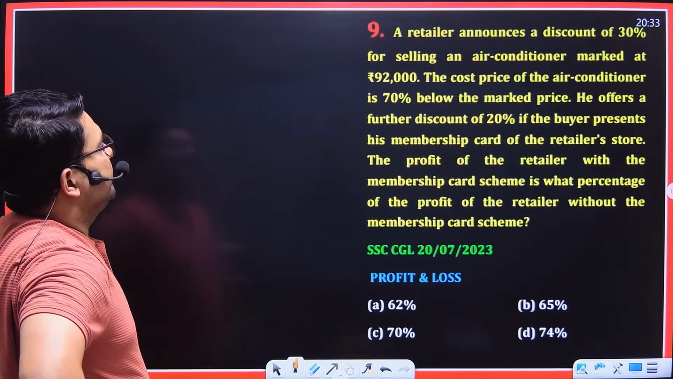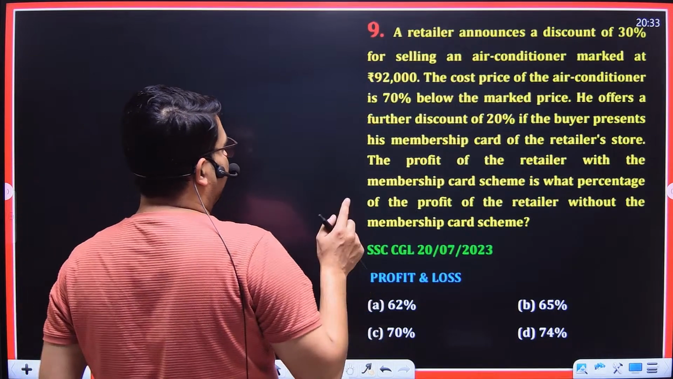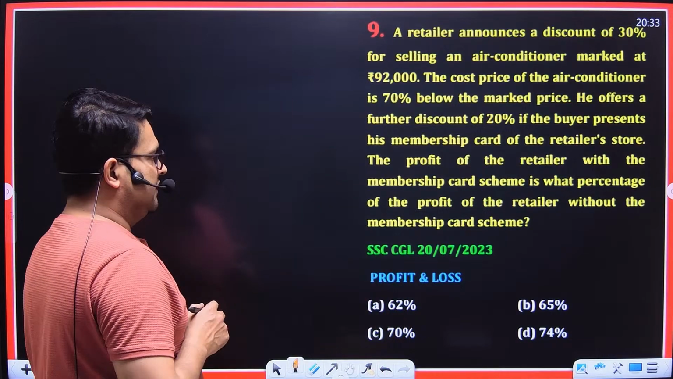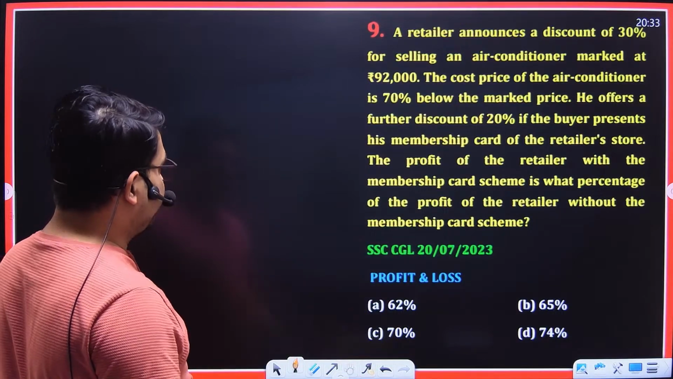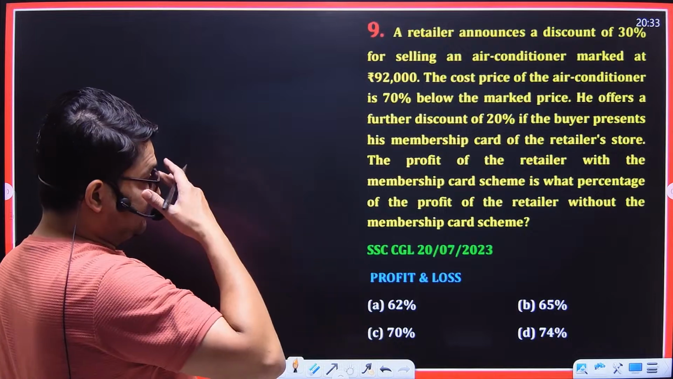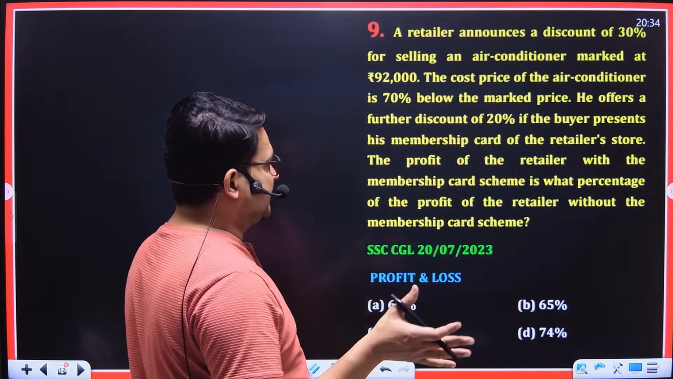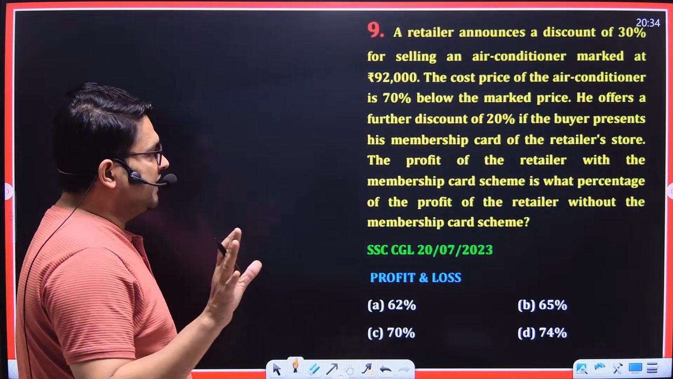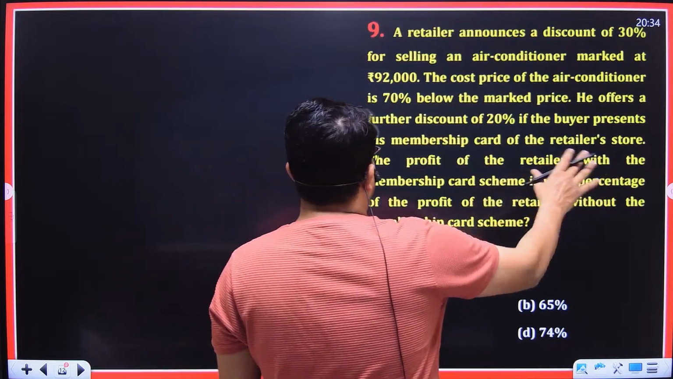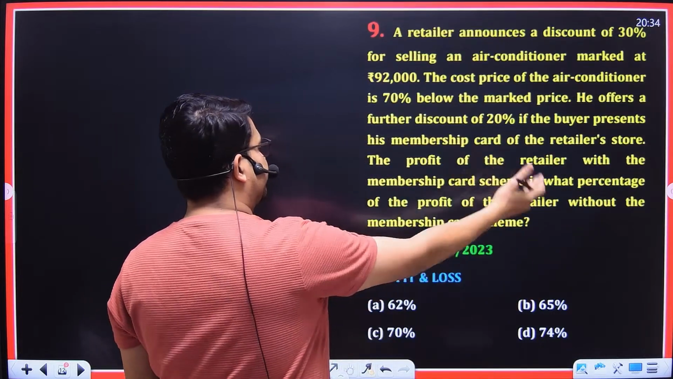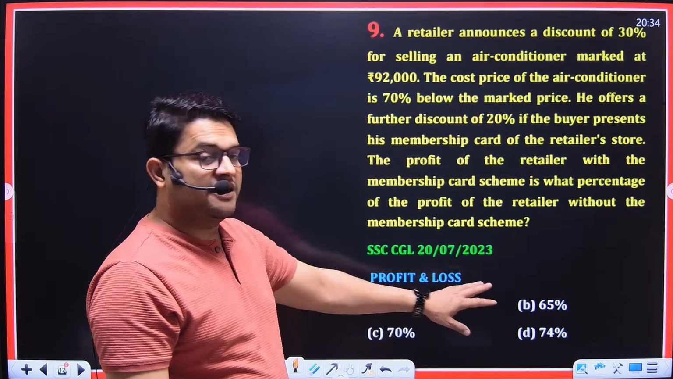Next, a retailer announces a discount of 30% for selling an air conditioner marked at 92,000. The cost price of the air conditioner is 70% below the mark price. He offers a further discount of 20% if the buyer presents the membership card of the retailer store. If someone has the membership card, then he will get another 20% discount. The profit of the retailer with the membership card scheme is what percentage of the profit of the retailer without the membership card scheme, and the answers are in percentage.